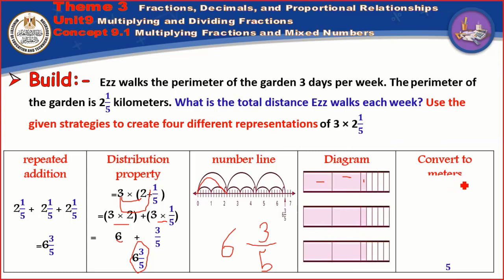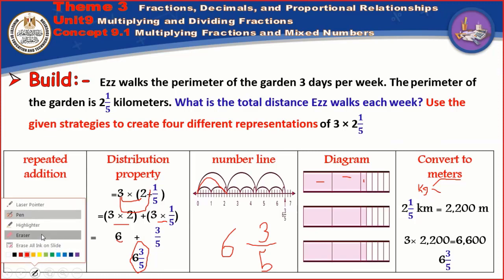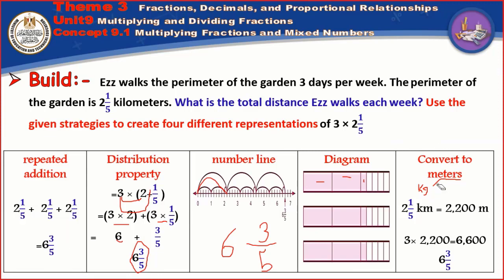The last strategy now. What about converting to meters? 2 kilometers and 1/5 kilometer. I know that's 1 kilometer. How many meters in one kilometer? Excellent. 1,000 meters. So what is 1/5 of 1,000? 1/5 kilometer means 200 meters.